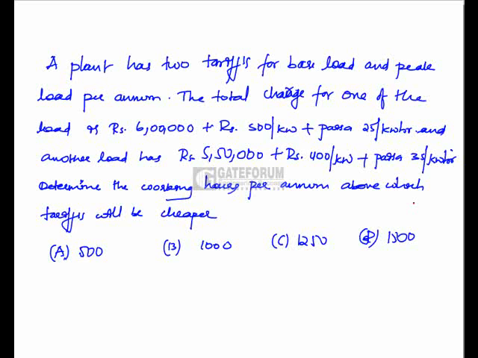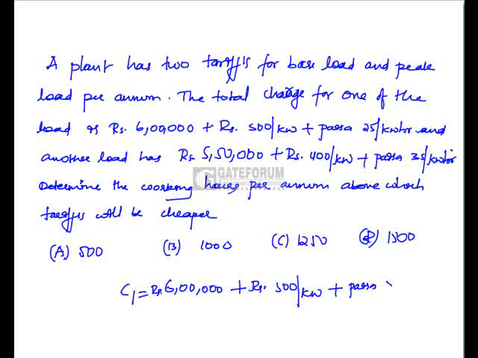Two plants having base load and peak load per annum. Each plant has a tariff. Now the total charge for one of the loads, that means the total cost, I can write as C1 equal to rupees 6 lakhs plus rupees 500 per kilowatt plus 25 paisa per kilowatt hour. Here 6 lakhs is nothing but the fixed cost. This is the running cost we have.